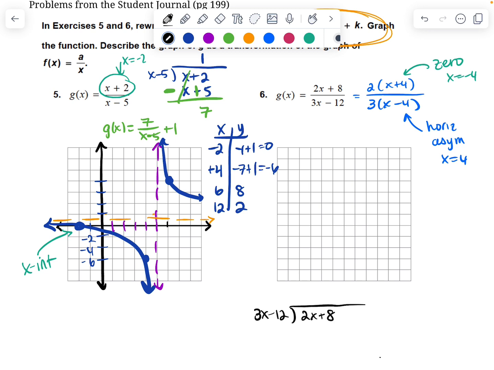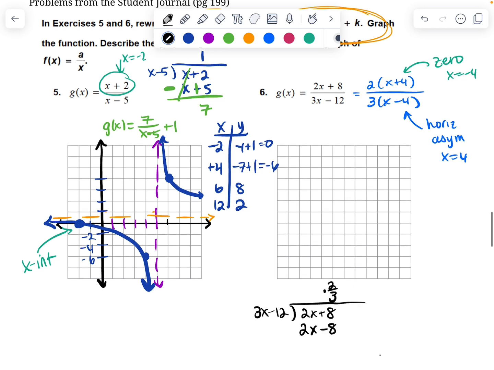2x plus 8. All right, not ideal. We're going to have to multiply by 2/3 in order to turn 2 into 3. So we're going to get 2x and then -24 divided by 3, so that's -8. Which then means we're going to subtract everything, so it's going to switch. So we're going to get 16. So this is really g of x equals 16 over 3x minus 12 plus 2/3.